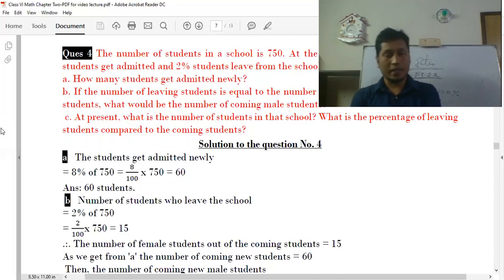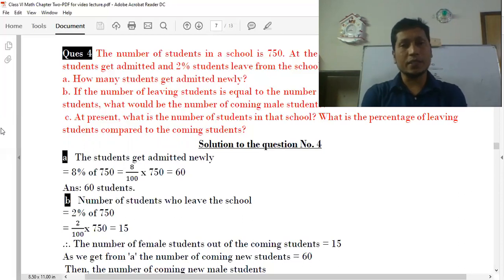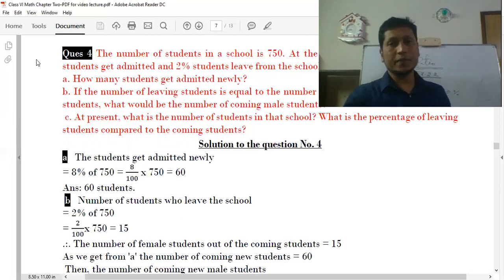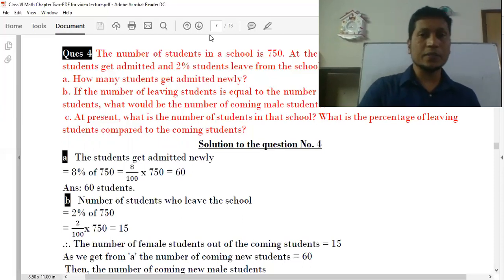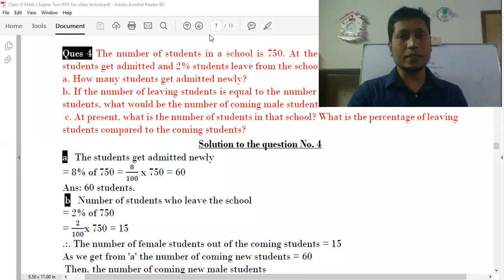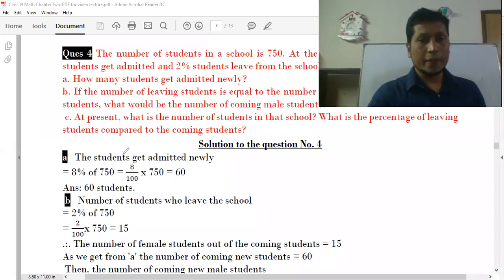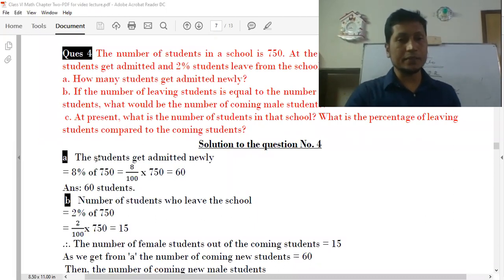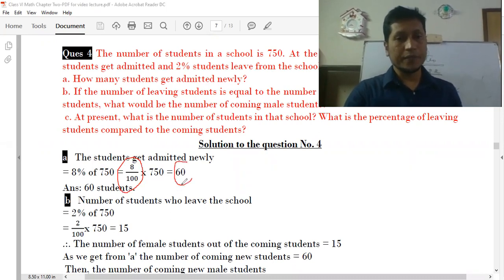First one, part A. What does it say? The students admitted are 8% of 750. You know, the total students were 750, and 8% new students come here. So we can say the newly admitted students will be 8% of 750. So 8% of 750 means 8% is 8 by 100. You see, 8 by 100 of 750 is 60. So 60 is the answer of part A.